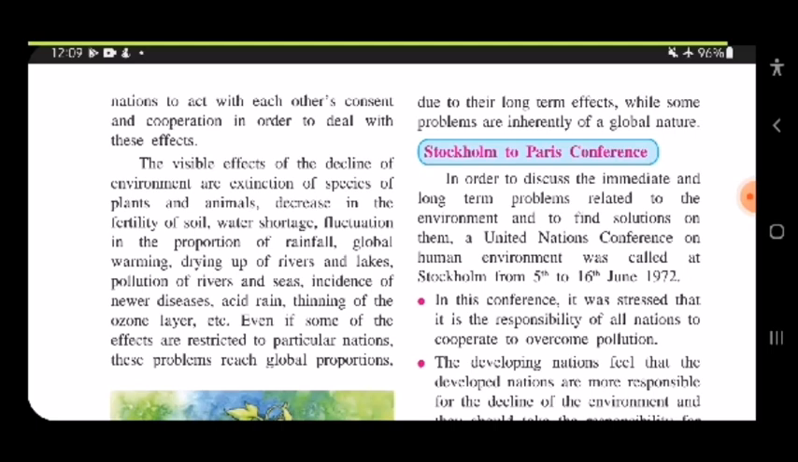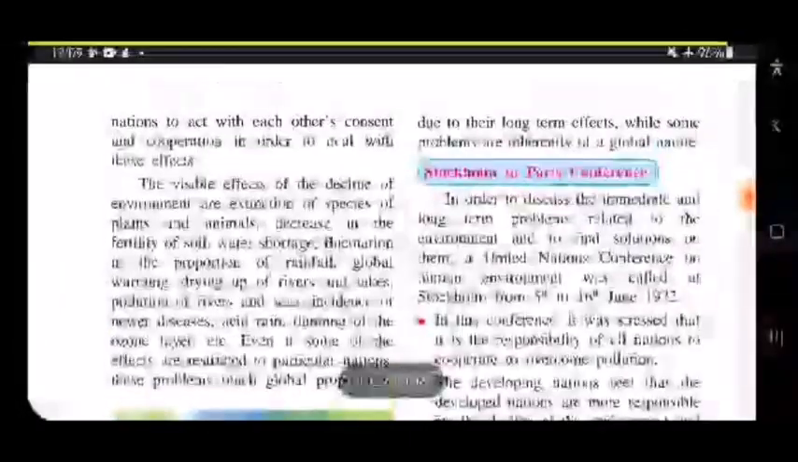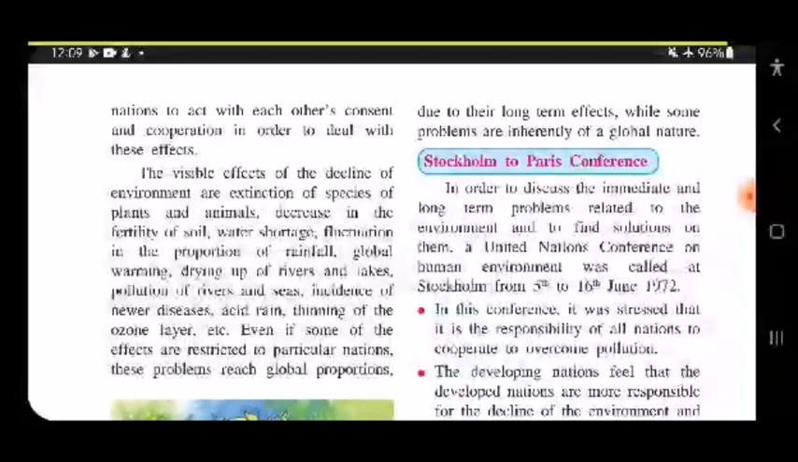Even if some of the effects are restricted to a particular nation, these problems reach global proportion. Now, there are some problems which are only related to certain nations, but even then they go up to global proportion, due to their long-term effects, while some problems are inherently of a global nature.